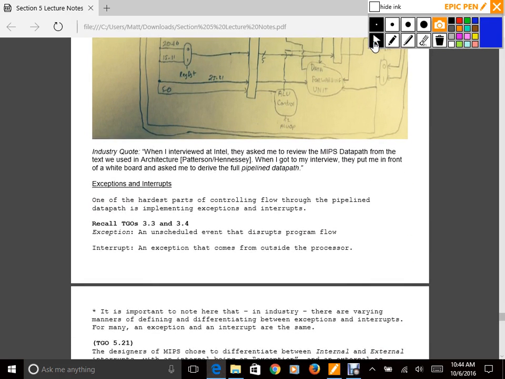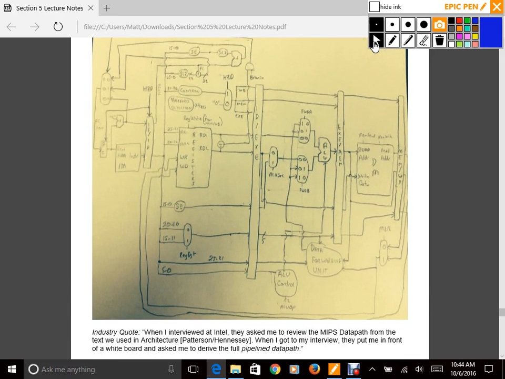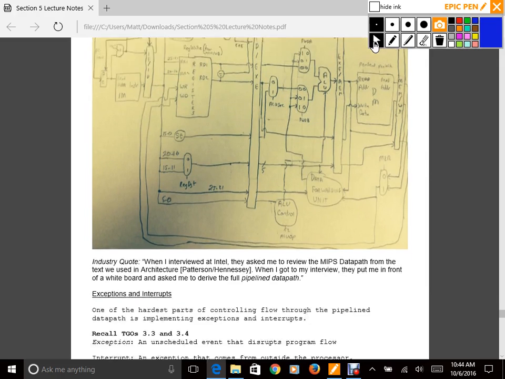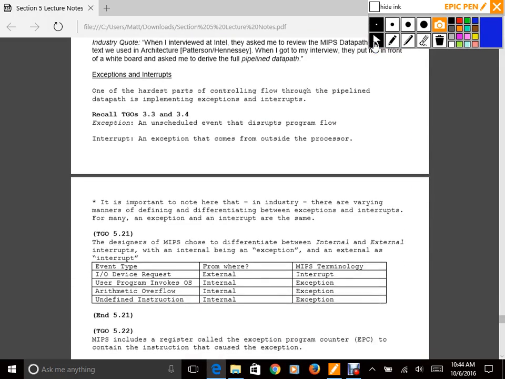Industry quote, when I interviewed at Ransford, they had the single cycle and said, try to draw a pipeline, which you can break up into pieces. Demonstrate that you're an engineer, come up with the idea off the top of your head, right? So when I showed you this, because you understand the little pieces, it wasn't really that intimidating, right? Engineers, you got this.